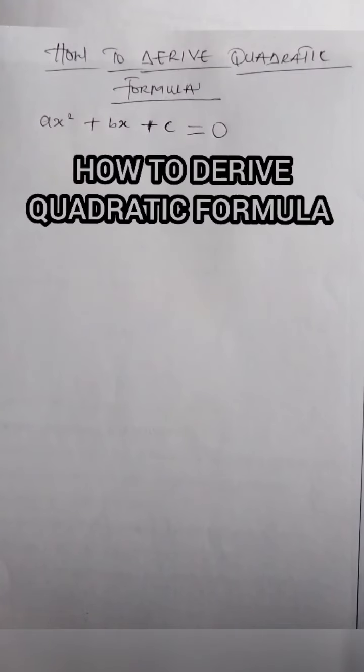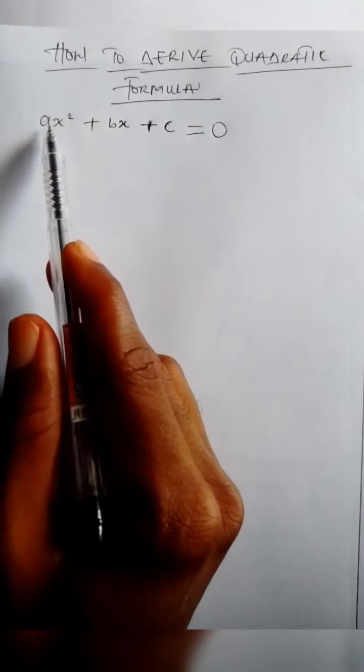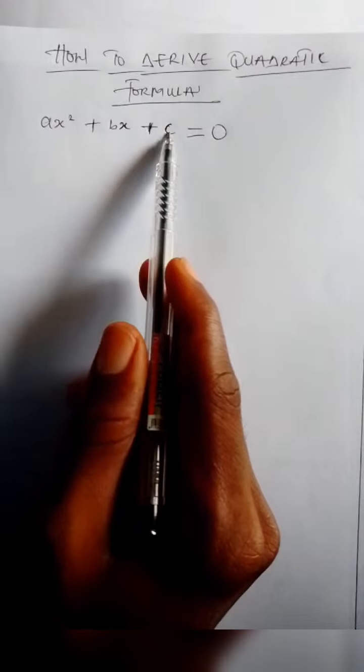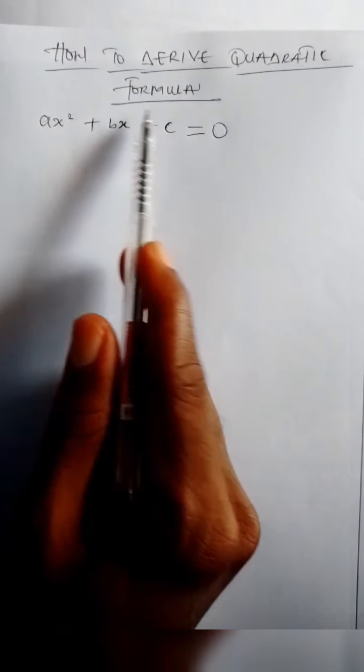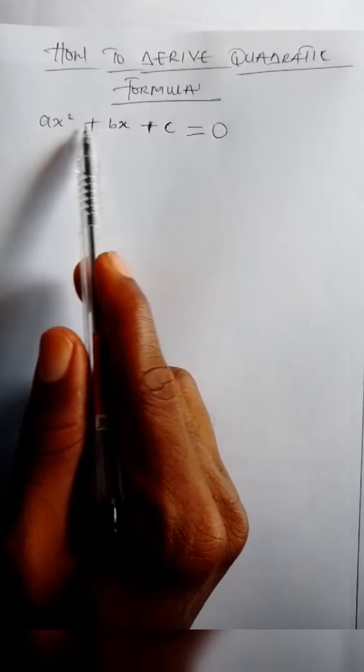In this tutorial, I will be teaching how to derive the quadratic formula. We recall from the general form of a quadratic equation that says ax squared plus bx plus c equals 0. So we are going to be deriving the quadratic formula from the general form of a quadratic equation.